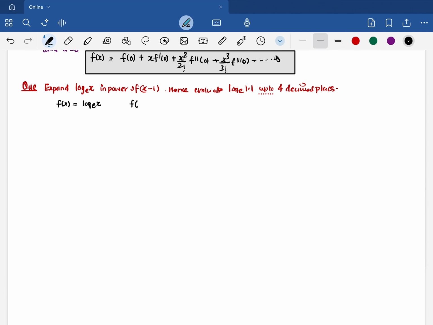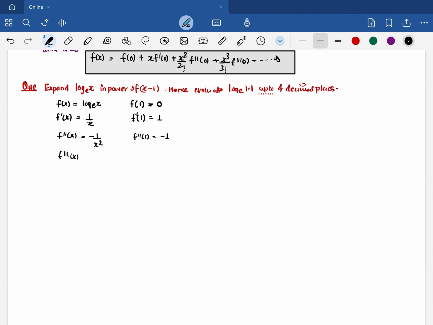So here if you compare x minus 1 as x minus a, then what is the value of a? A is nothing but 1, and we need the value of f of a. So f of a is f of 1, and can we say f of 1 is log 1, which is 0. F dash x, what is the differentiation of log x? It is 1 upon x. So f dash 1 is 1 by 1, which is 1. F double dash x is minus 1 upon x square. So f double dash of 1 is minus 1.